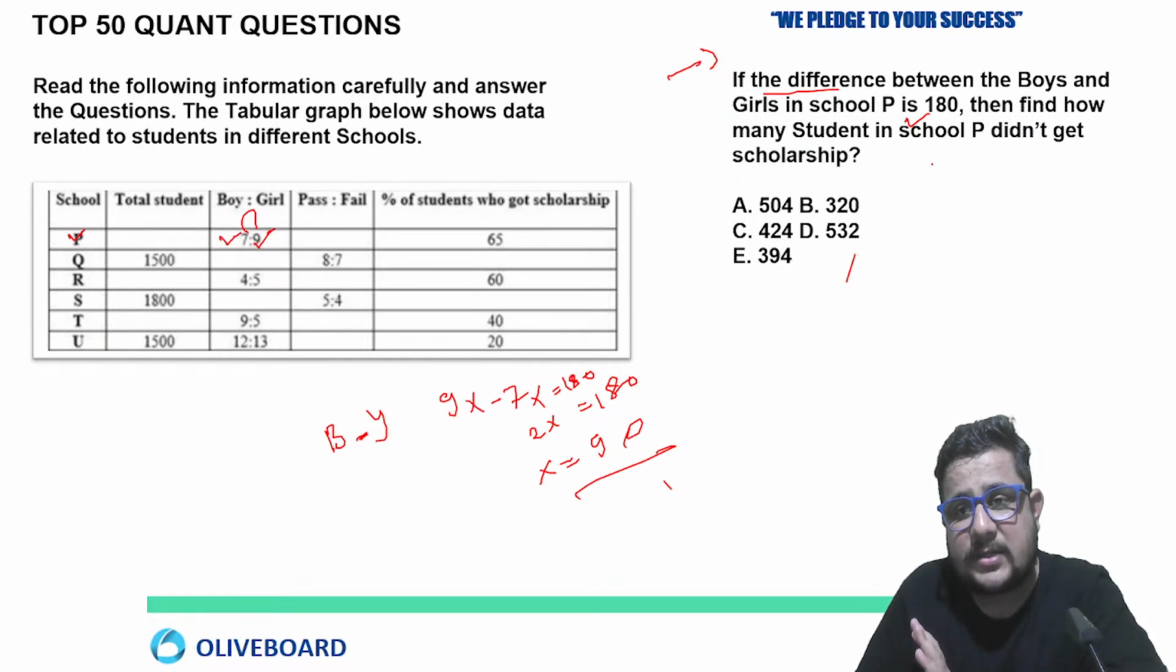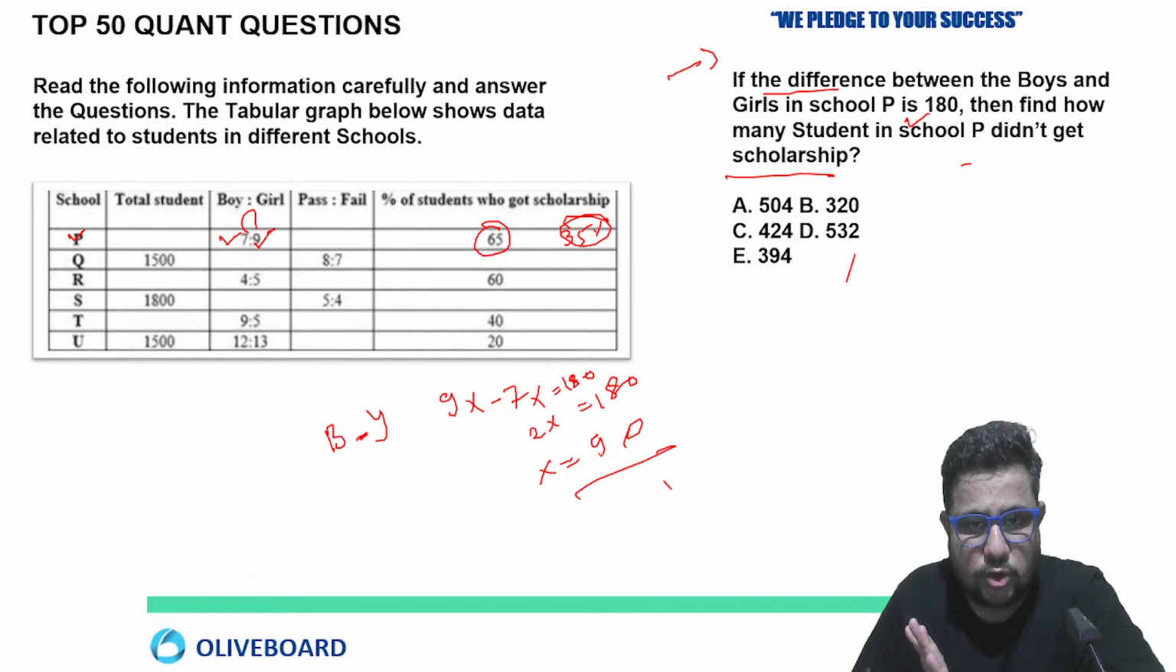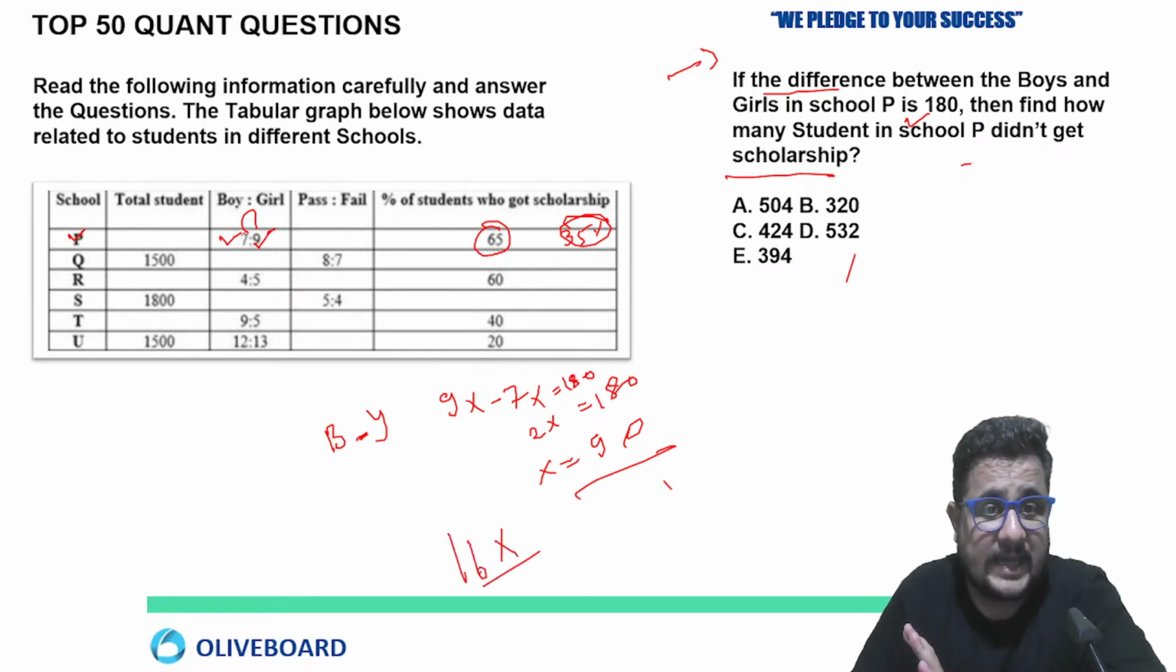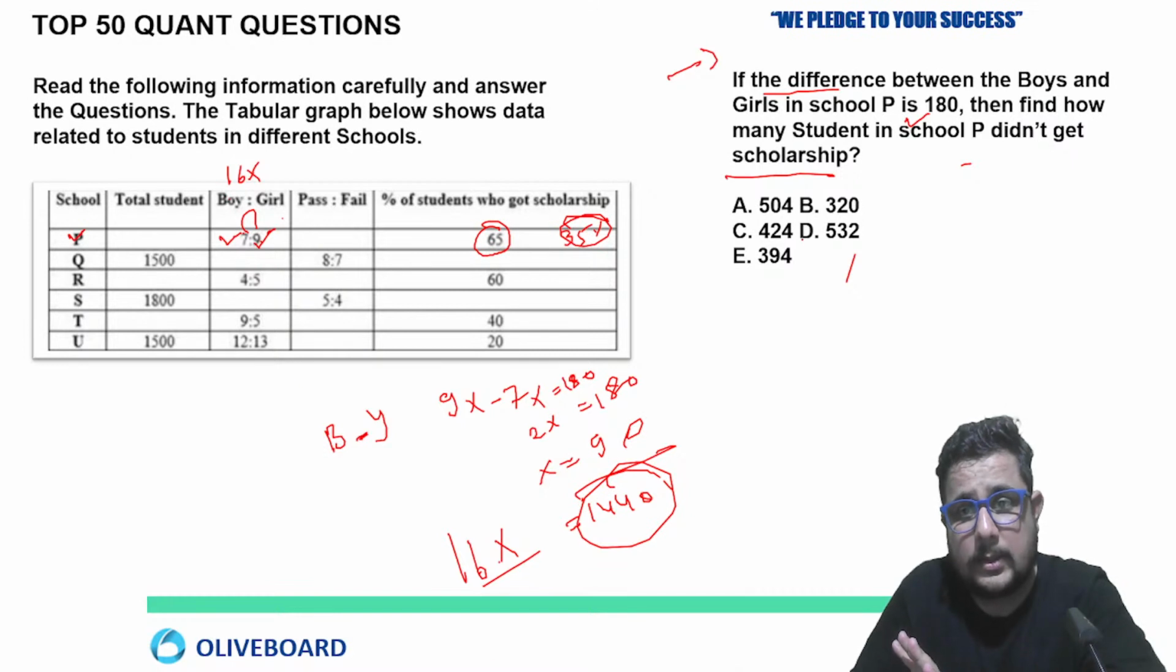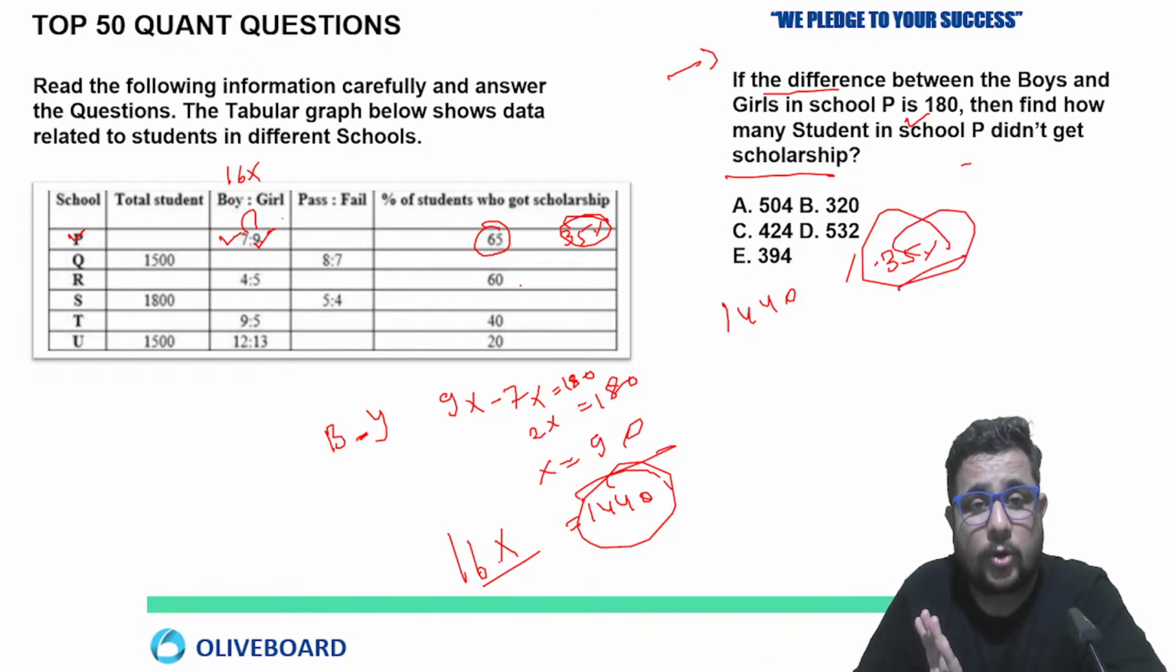Find how many students in school P didn't get a scholarship. Total 65% got it, so 35% will not get it. So you need to find out 16x because that is the total number of students. 7 plus 9, 16x. Boys plus girls. So 16 into 90, when you do it, you will get 1440. And 35% of this 1440 is going to be how much? 35% didn't get the scholarship because 65% are getting the scholarship.